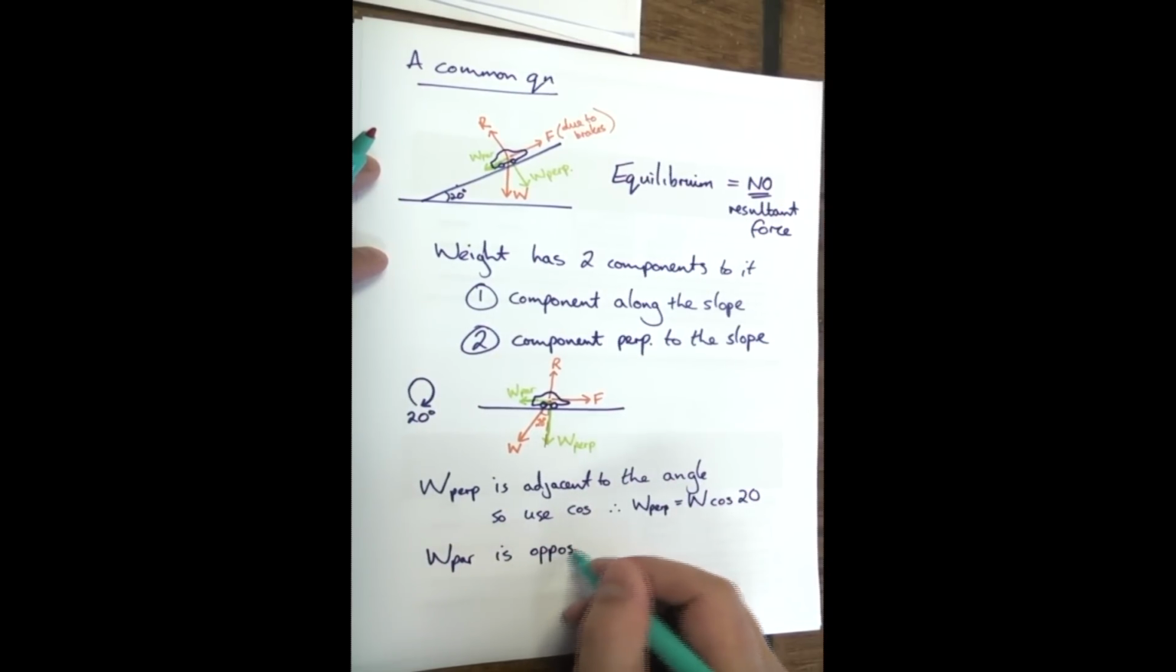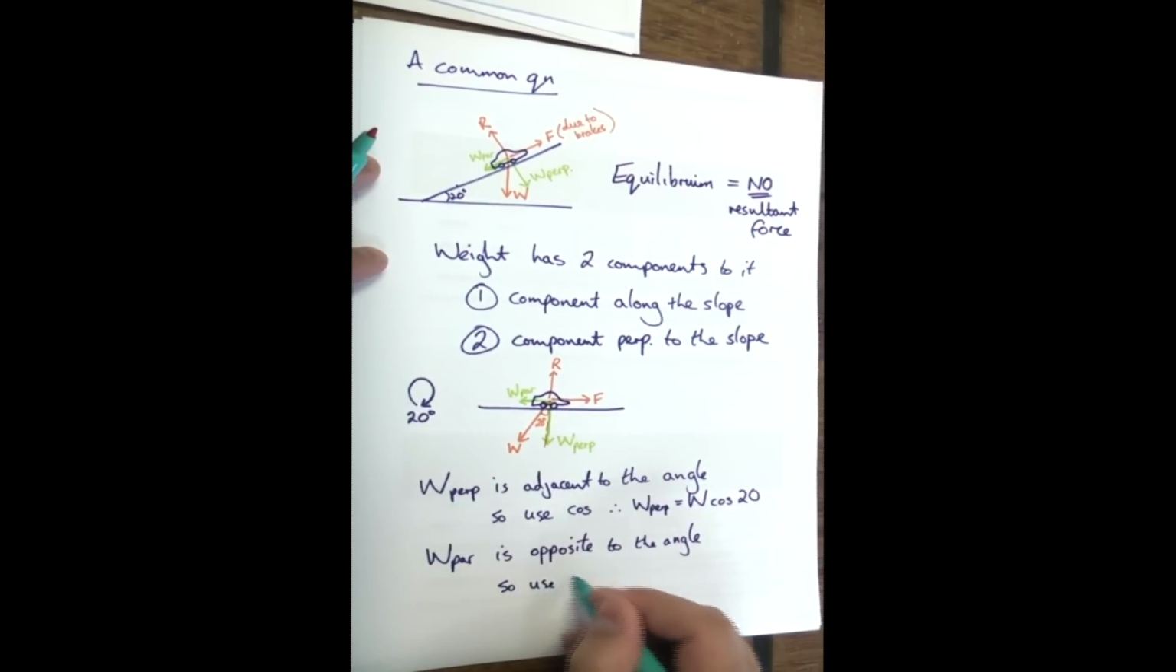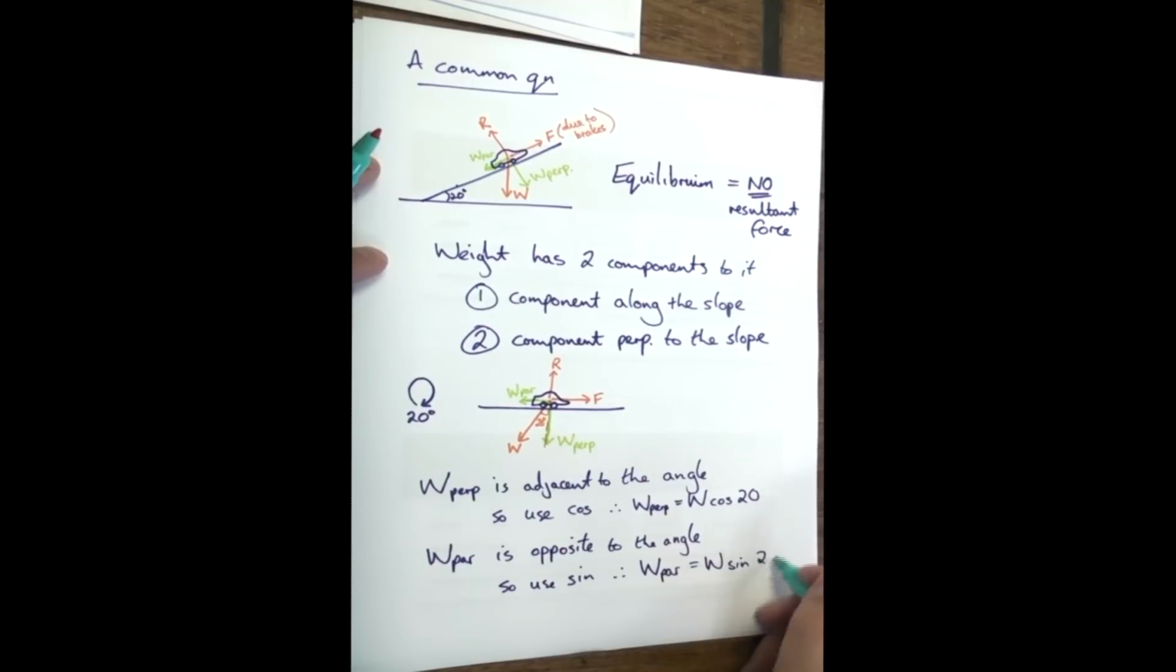The weight parallel is opposite the angle. So in that case we use sine. So the weight parallel is W sine 20.